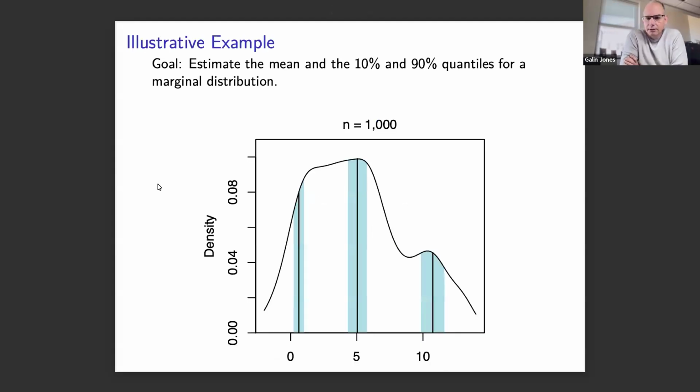So as an illustrative example to start thinking about what I mean by reliable, in this toy example, I simulated 1,000 IID simulations from a target distribution. What I'm plotting here is a non-parametric density estimate of the resulting distribution. And in many cases, you don't want to just estimate a mean. You want to estimate potentially a credible region or other quantiles. And so what you see plotted here in the vertical black lines are the mean in the middle and then the 10th and 90th percentile.